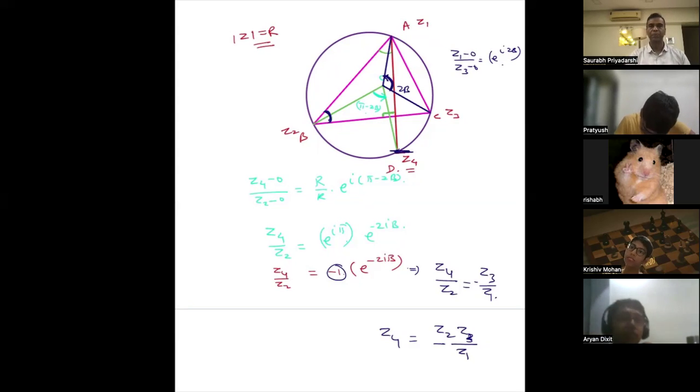Could you repeat the question? Reflection of point D with respect to the base BC is the orthocenter of the triangle ABC. Yes. And if you have the proof, just send me in chat.